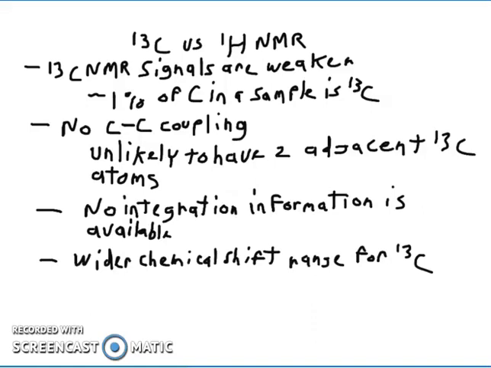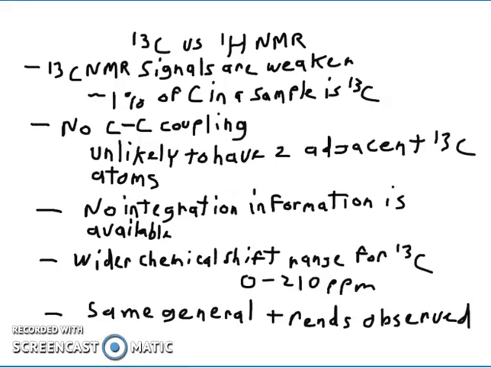Another difference between the two is that there's a larger chemical shift range for carbon-13. In the hydrogen NMR, we're typically looking between about 0 and at most 12 ppm for the stuff that we'll be doing this semester. In the carbon-13 NMR, we're generally looking at a much larger range, usually between about 0 to 210 or so ppm.